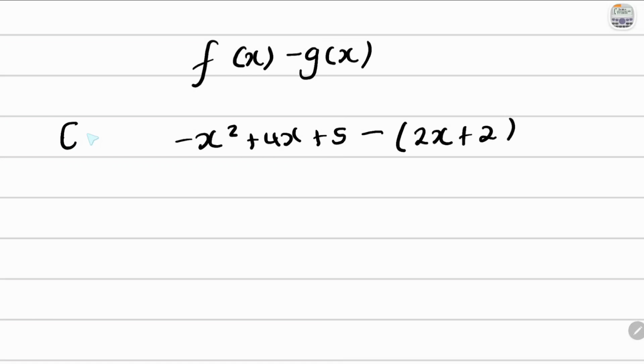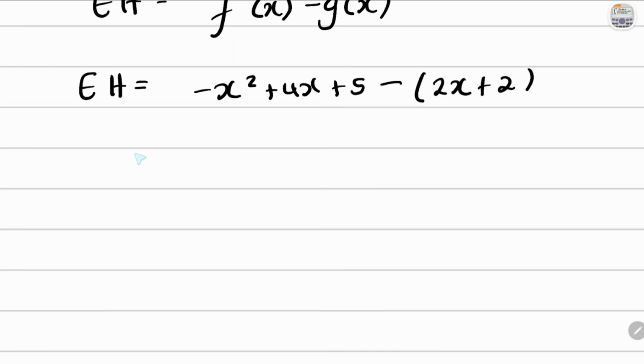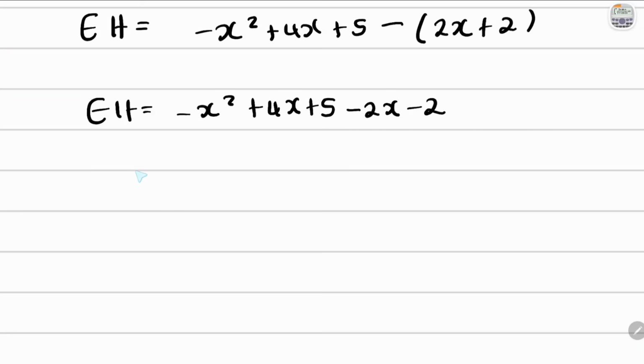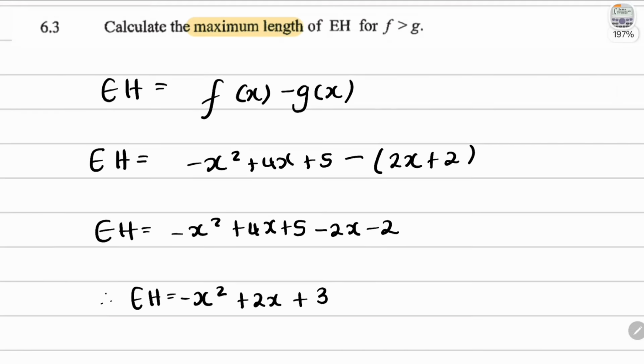And then, of course, when we distribute, you will see what that becomes. So this is the length of EH, first of all. EH is equal to negative x squared plus 4x plus 5 minus 2x minus 2. Let's just simplify further. So EH is equal to negative x squared, and then those two go together and they become positive 2x. Those two go together and they become positive 3. Negative x squared, sorry about that. Okay, so that's a very important point there.